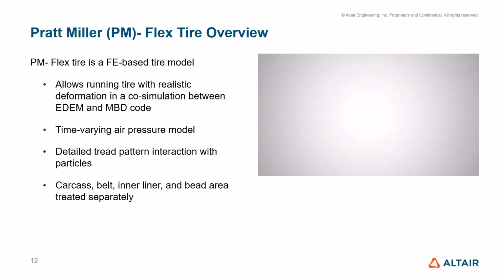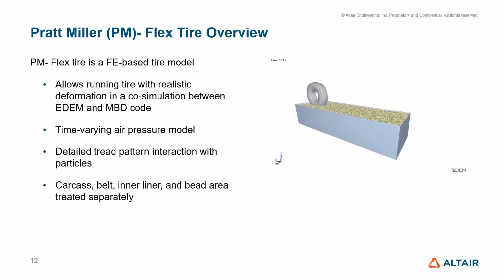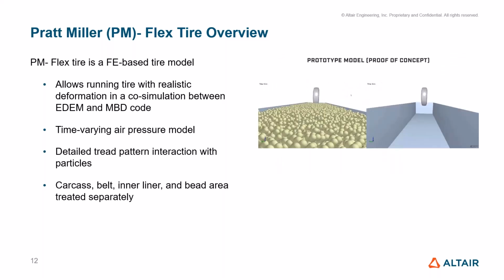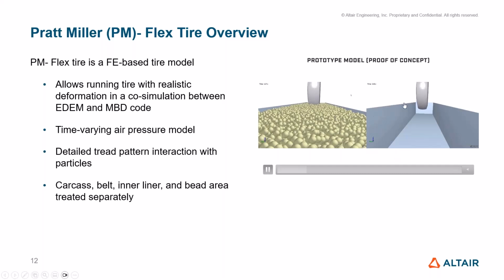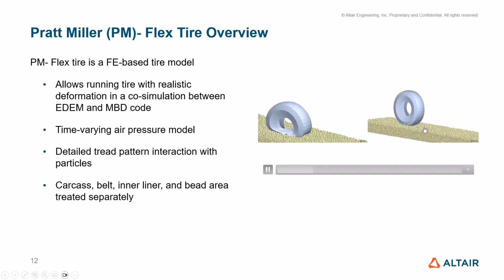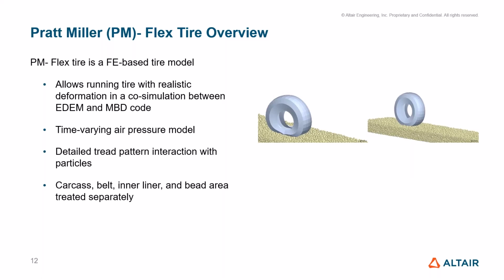Coming to the FlexTire, the Pratt & Miller FlexTire, which Altair partners with. FlexTire is coupled with MotionSolve and EDEM to run a tire with realistic flexibility in the tire modeling, which helps us model soil-to-tire interactions more realistically. You can see here how the tire gets deformed, and that flexibility of the tire modeling is only possible with PM FlexTire.